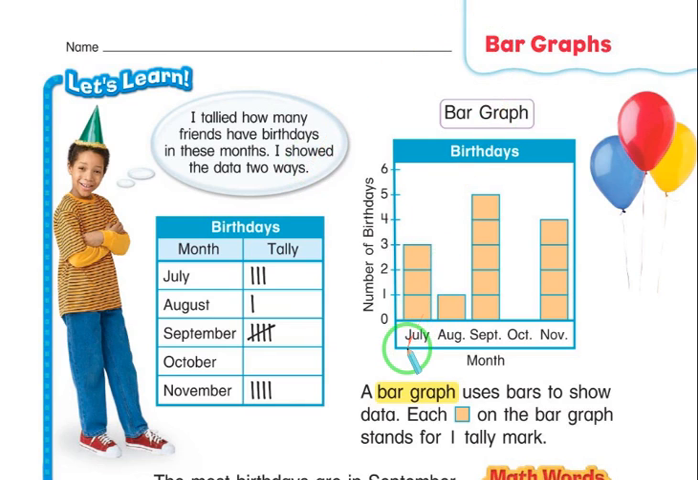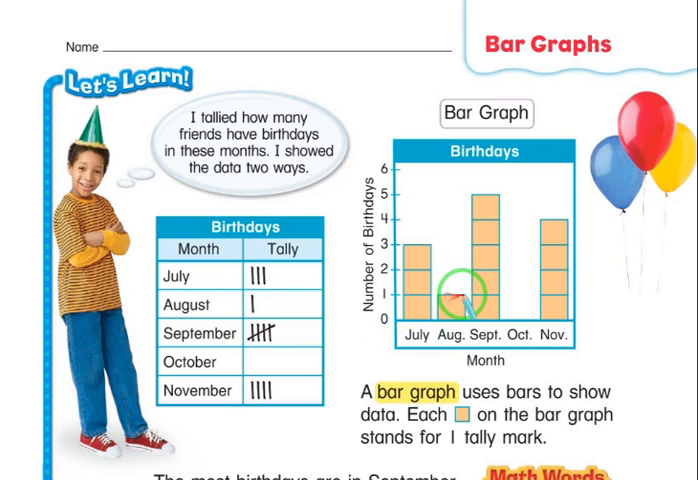So let's check this one. Here we have July. How many squares do we have? We will go up 1, 2, 3. So we have 3 birthdays as number of birthdays. Okay, let's check August. In August we have only 1 birthday.